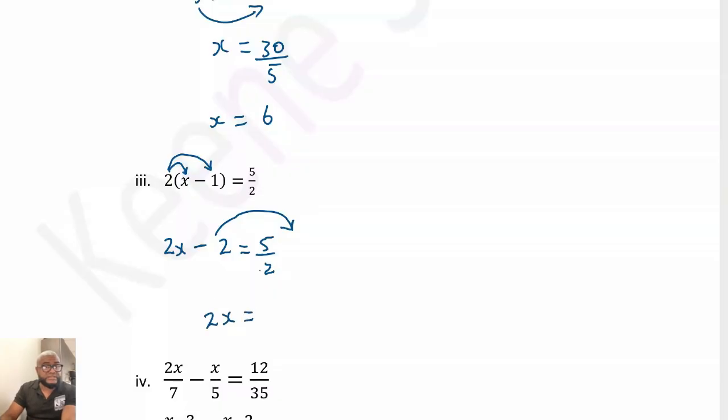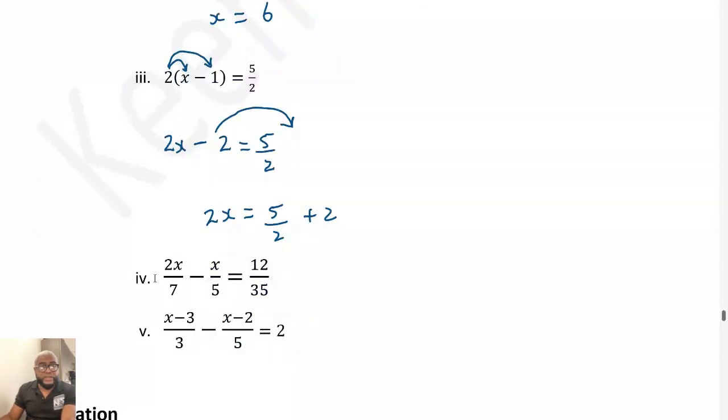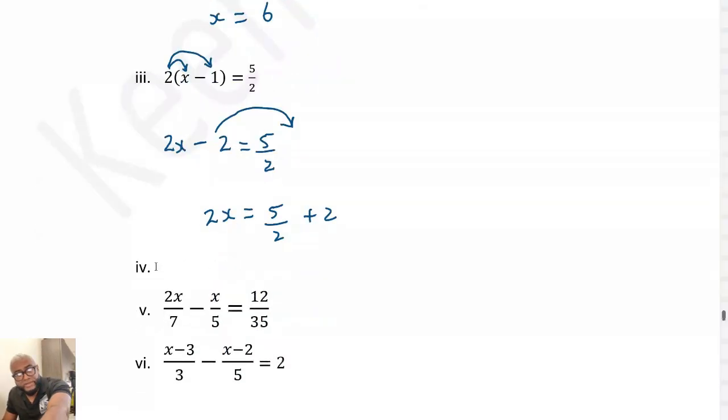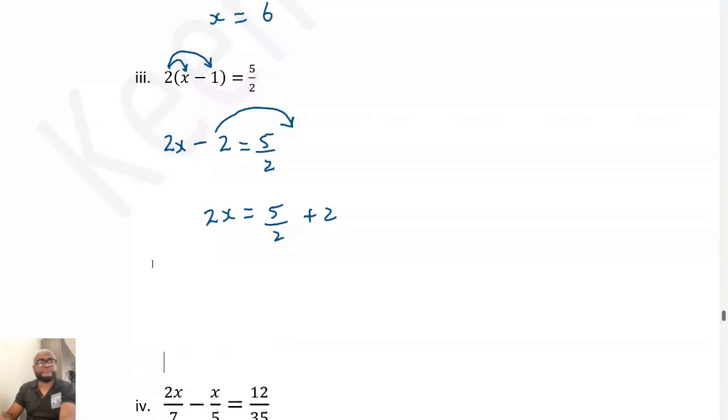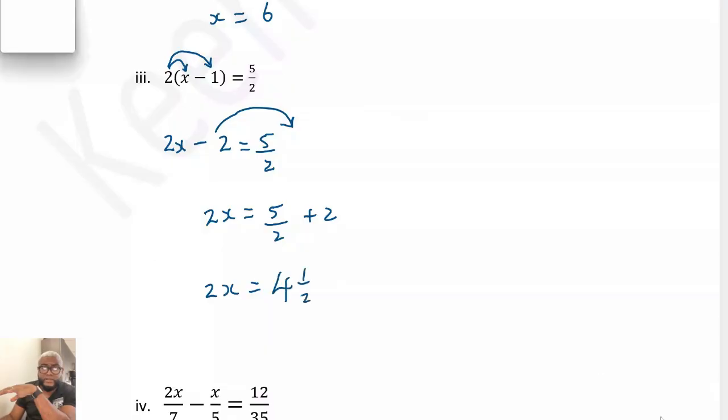So 2x will be equal to, what do we do with this minus 2 when we carry it to the right? The opposite of minus is to add: 5 over 2 plus 2, right? What do you get when you do 5 over 2 plus 2? Anybody? Nobody worked it out? I saw 5 over 12. You saw 5 over 12? Well, what do you get? 5 over 2 plus 2. Okay, so we will get 4.5.